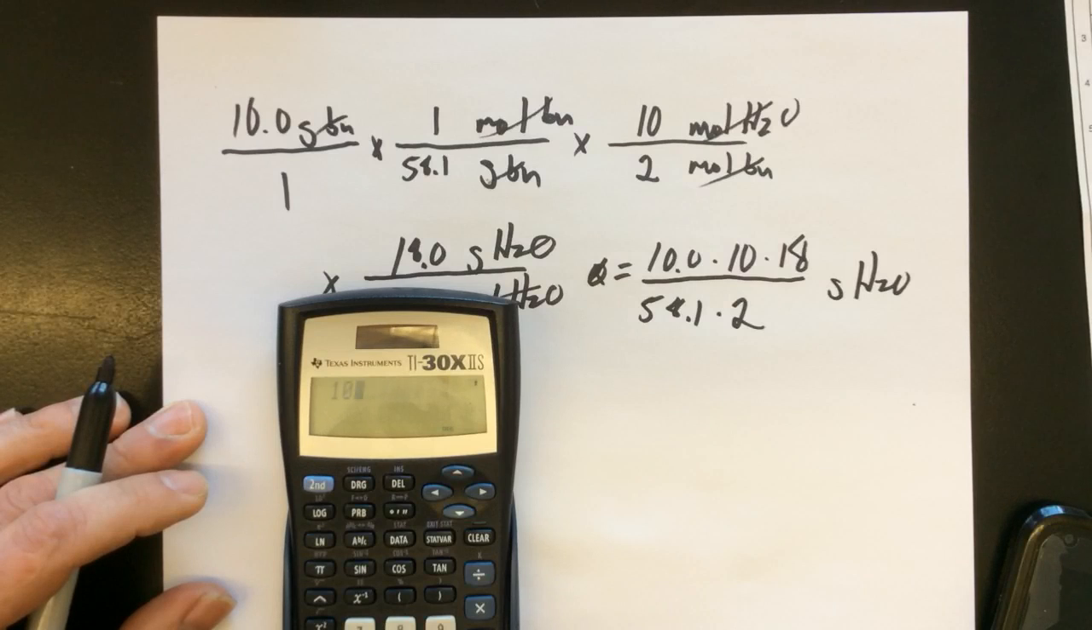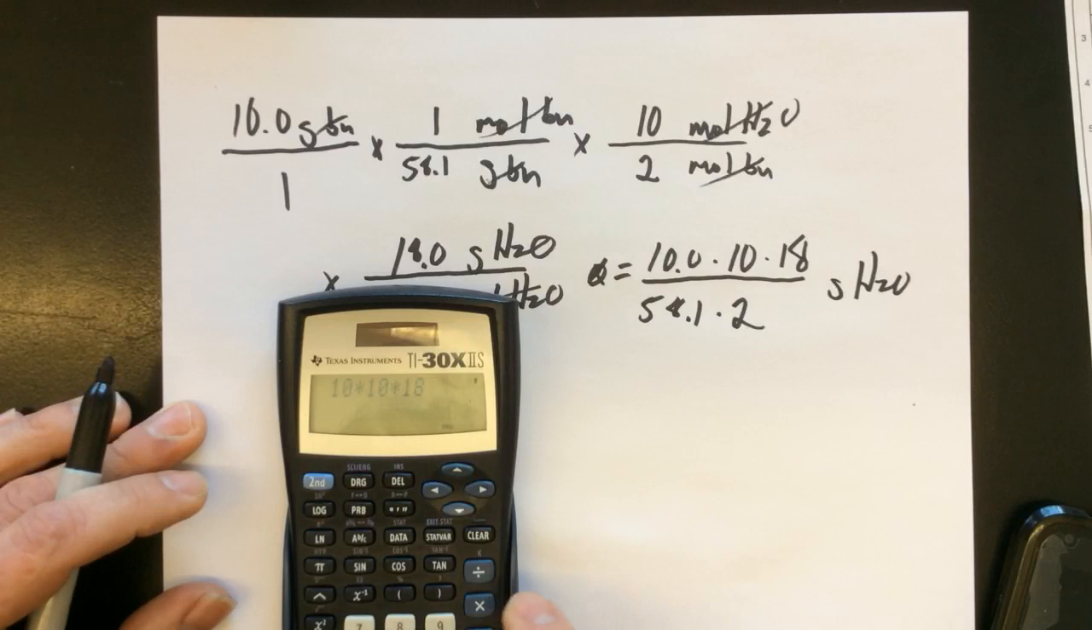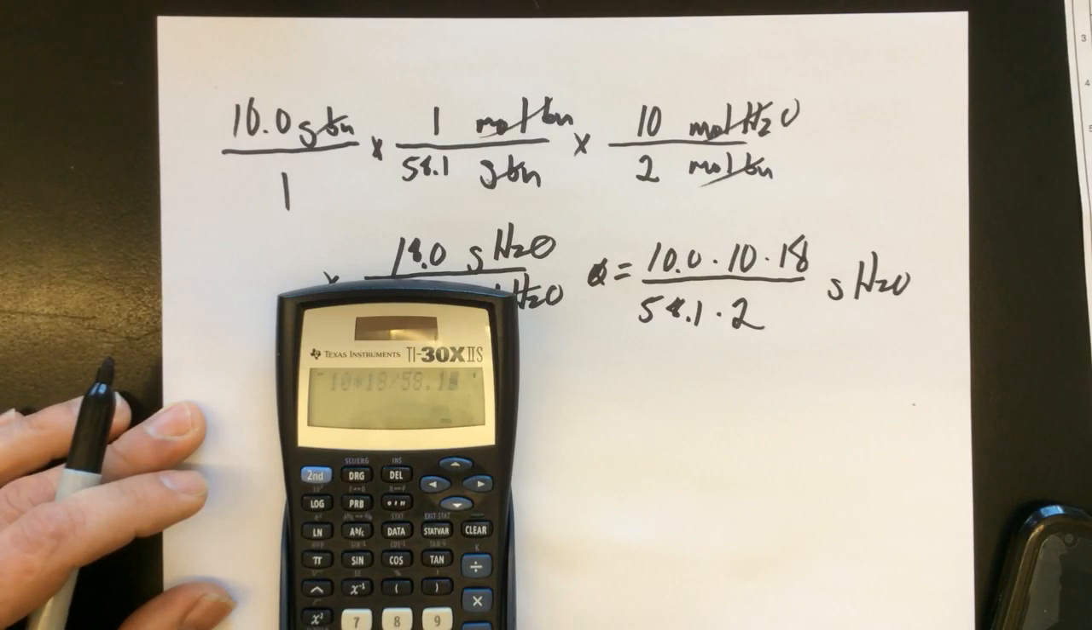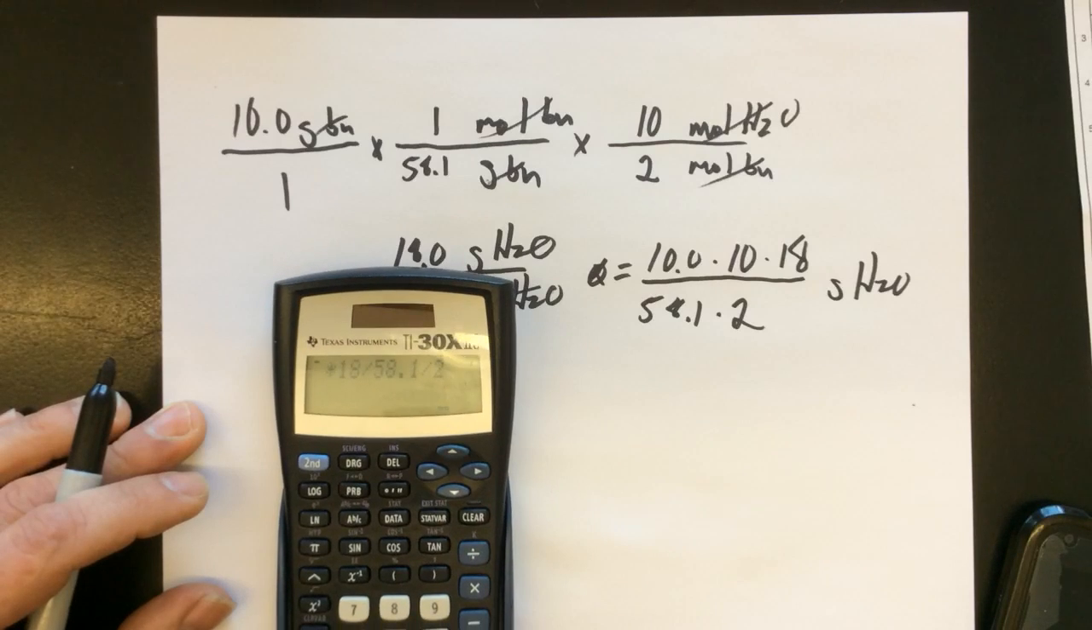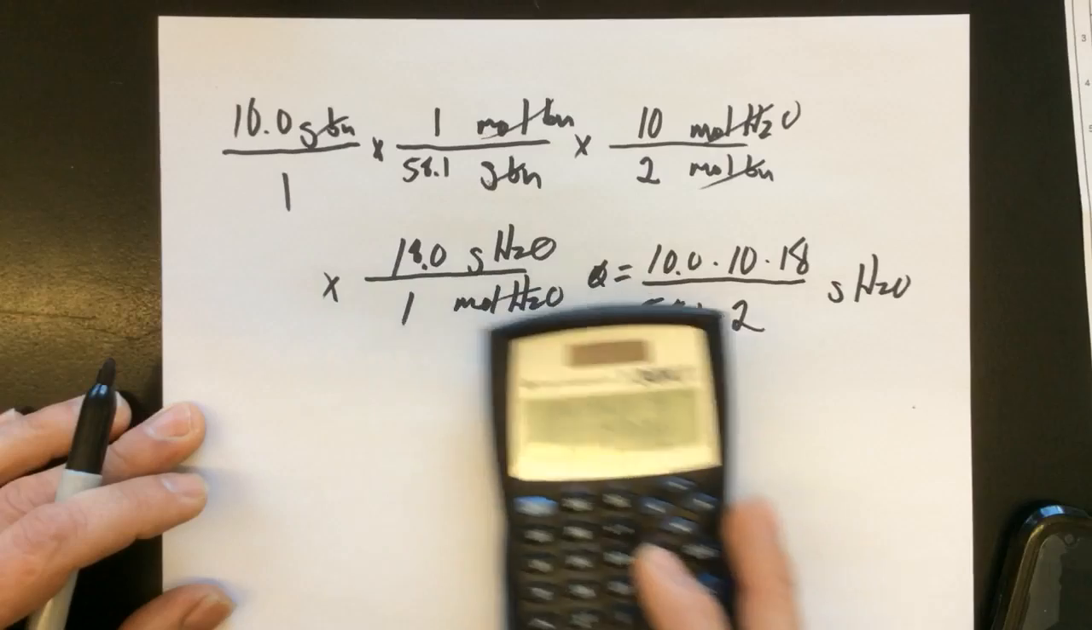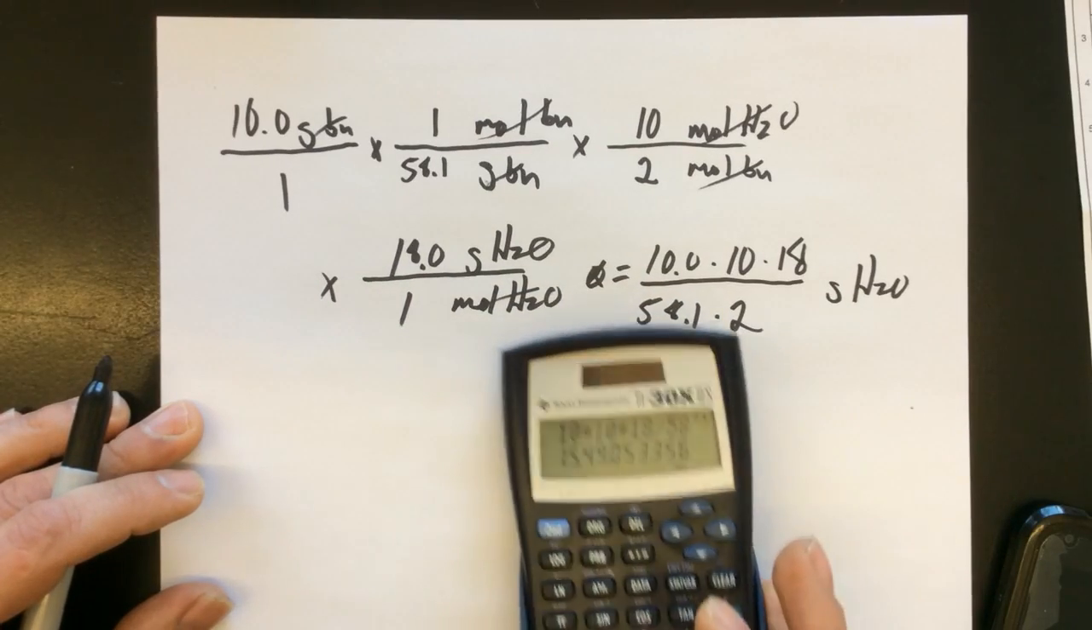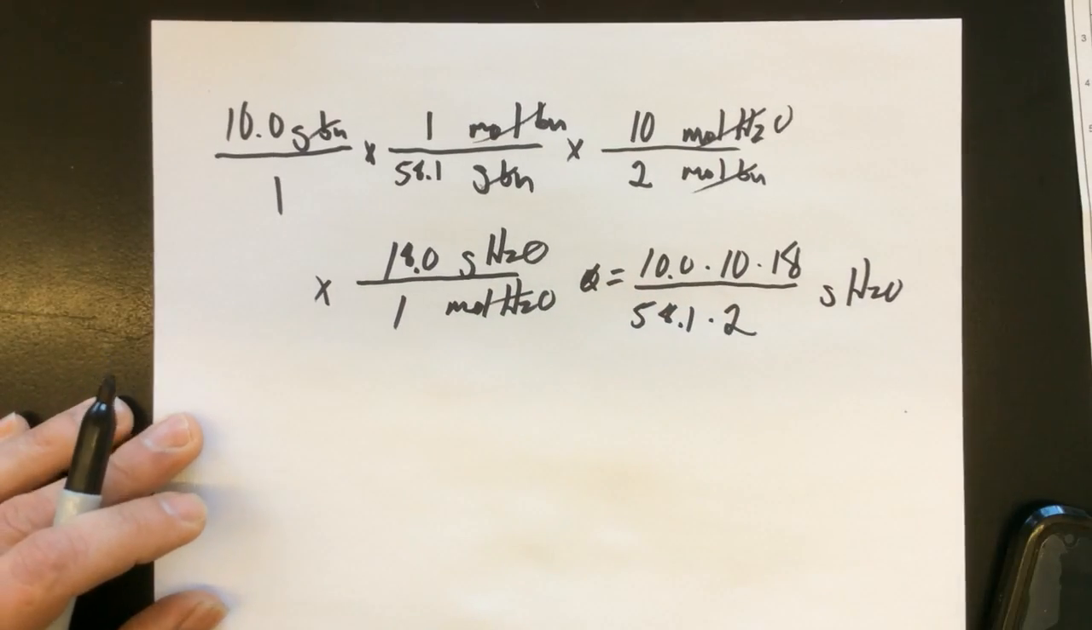Clear, 10 times 10 times 18 divided by 58.1 times, oops, I need to go back, that shouldn't be times, that should be divided by 2. I could use parentheses, but I'm telling you that's how that works. And I would get 15.5 grams of water.